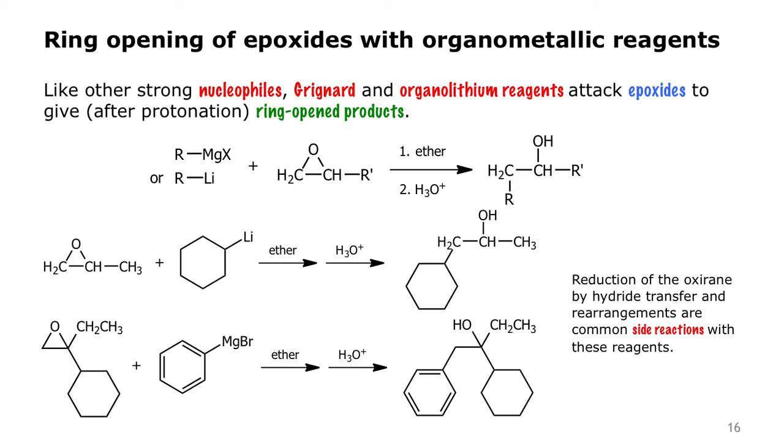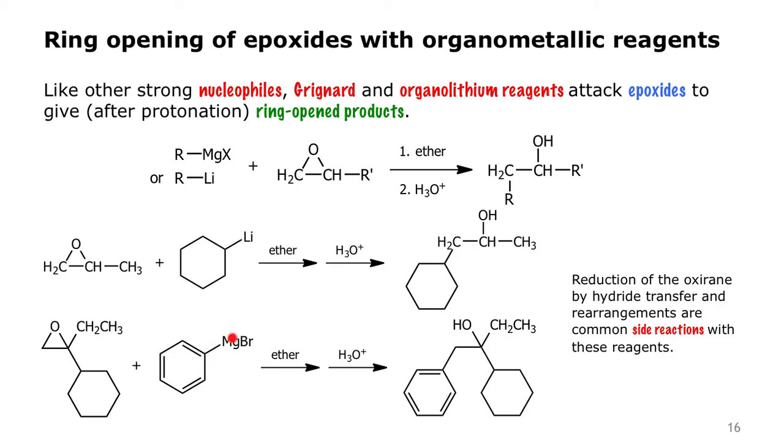That should make sense because you know by now that you cannot have water present when you're using an organometallic reagent. So this first step in the process has to be done under strictly anhydrous conditions. But once that reaction has gone to completion, we can then add our aqueous acid to the mixture to protonate the alkoxide.